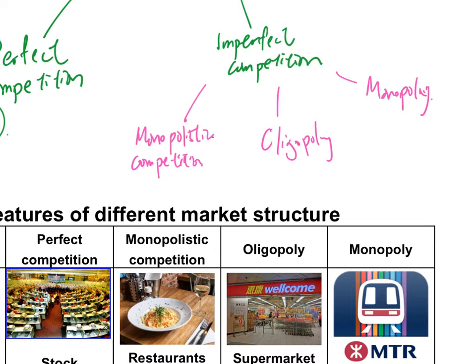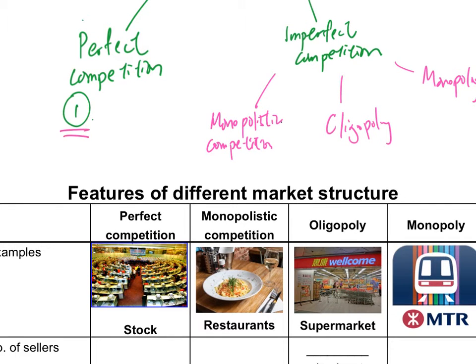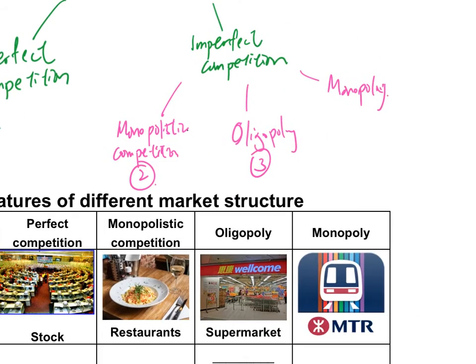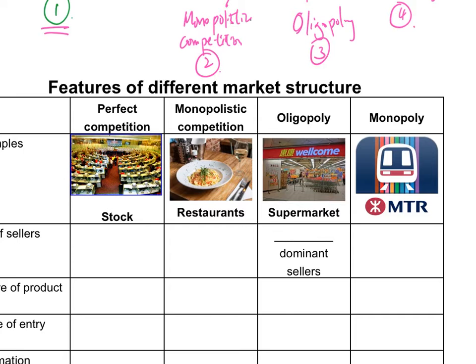According to the level of competition, the first one, the most keen competition, is perfect competition. The second is monopolistic competition. Third, oligopoly. Then the least competition is monopoly. So these are the basic types, and we have some features here.